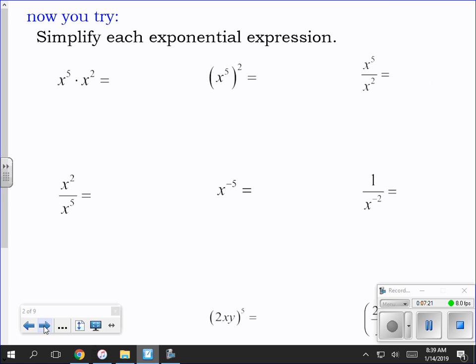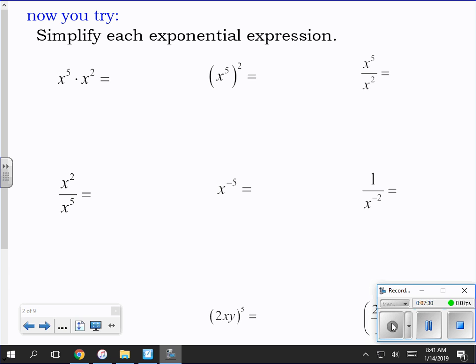Okay, following the rules we did, simplify these expressions. And it's literally just follow the rules. And that shouldn't take too long. X to the 5th, x squared is x to the 7th, add them together. X to the 5th squared is x to the 10th, you multiply the two exponents. X to the 5th over x squared is x cubed, you subtract. X squared over x to the 5th is x to the -3.